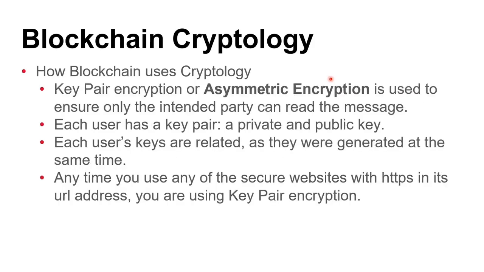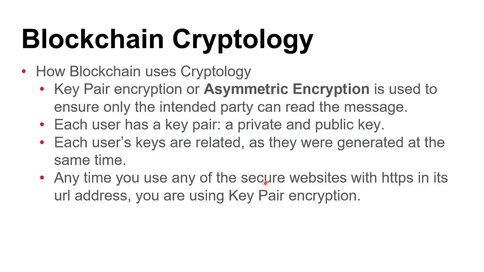A blockchain uses a key pair encryption or asymmetric encryption to ensure that only the intended party can receive the messages. And we actually use asymmetric encryption or key pair encryption all of the time. Anytime you see HTTPS, that is secure HTTP, and you are actually exchanging keys with the entity with which you're transacting. So any kind of e-commerce is done using key pair encryption.